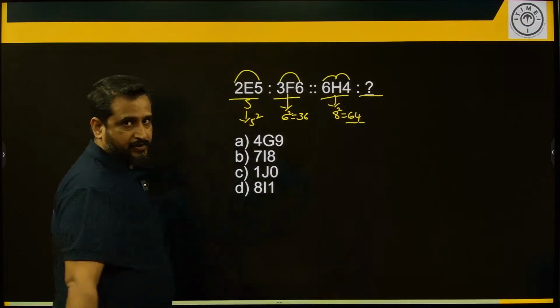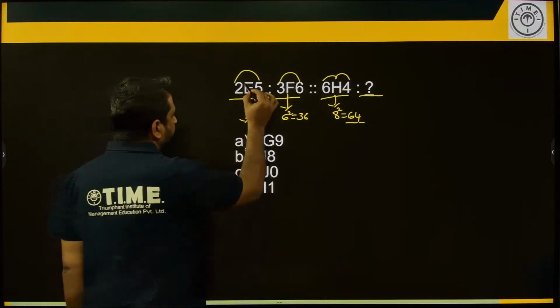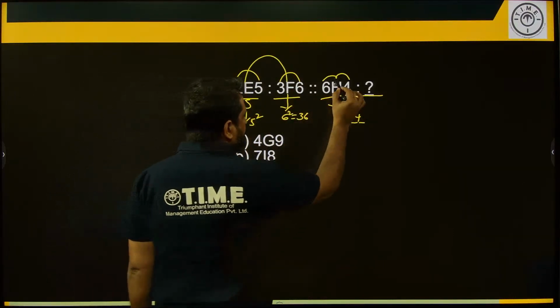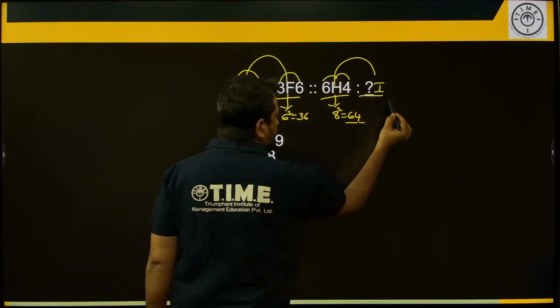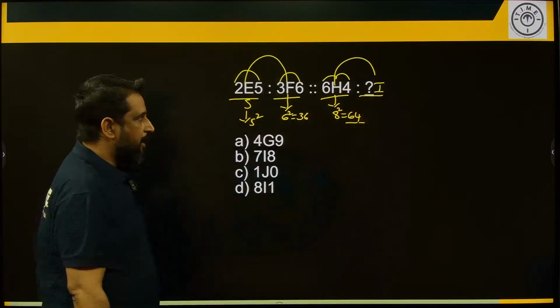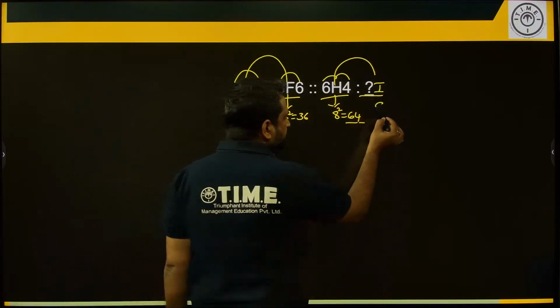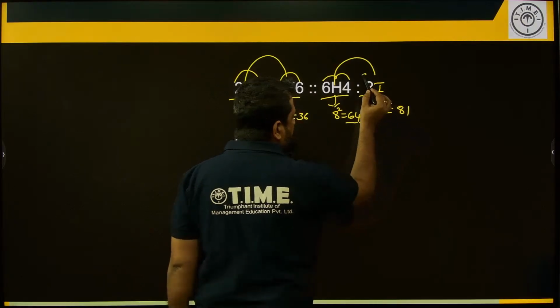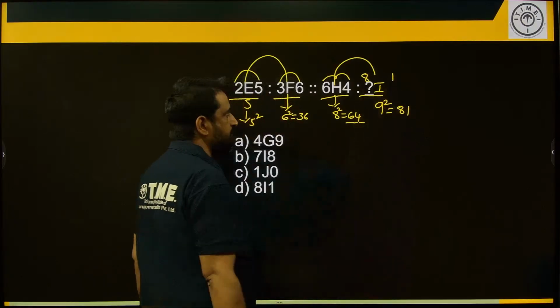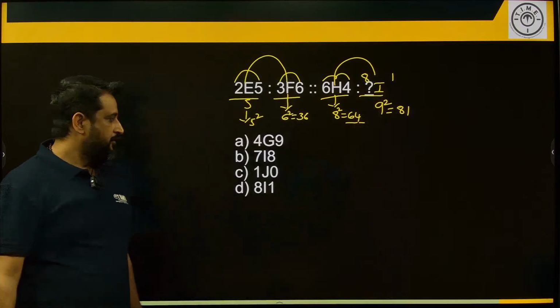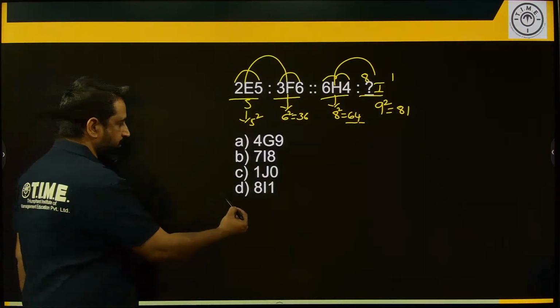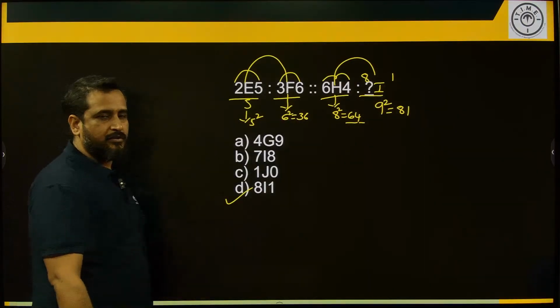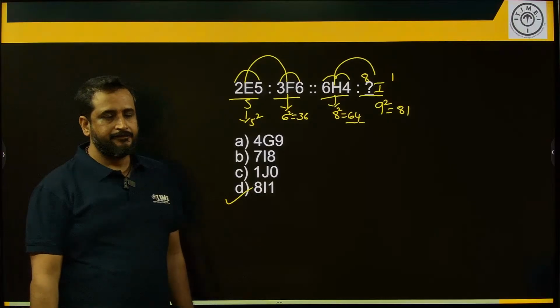Now, what is next? E's next letter is F. H's next letter is I. And I position value is 9. 9 square is 81. So 8 and 1 should be written either side of the I. 8I1. Which option is matching? Choice D. So the correct answer is choice D.